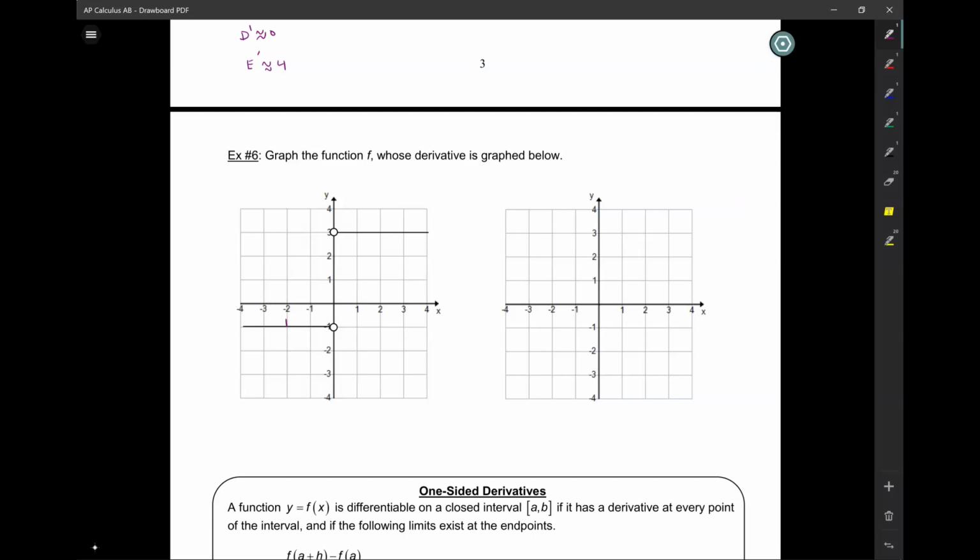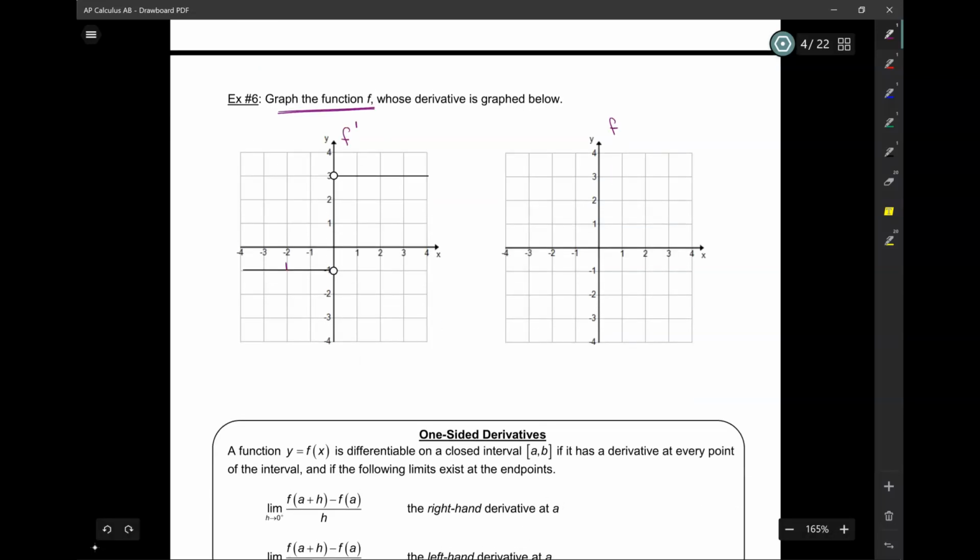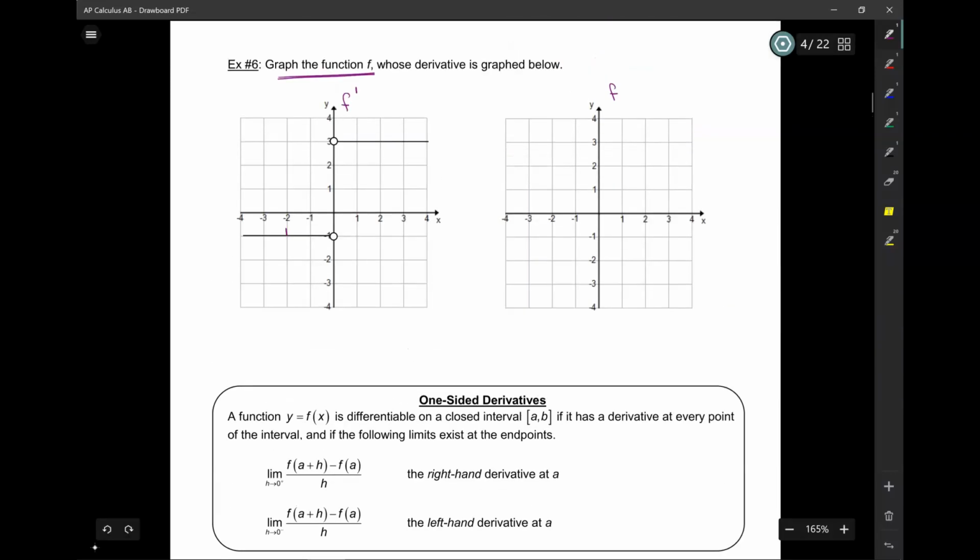Next, we're going to go in the opposite direction. Here, we're going to be given f prime, and we have to graph the function f given the derivative. So this is y prime or f prime, and we're going to graph f. So if this is f prime, this represents the slope. And if I look at the slopes here, you see that in the interval from -4 to 0, the slope is -1. And in the interval from 0 to 4, the slope is +3.